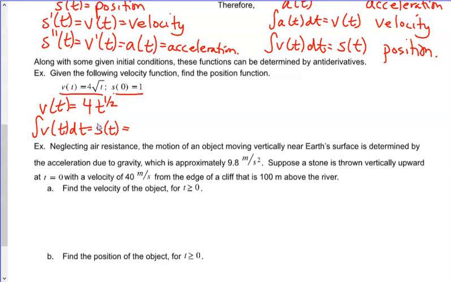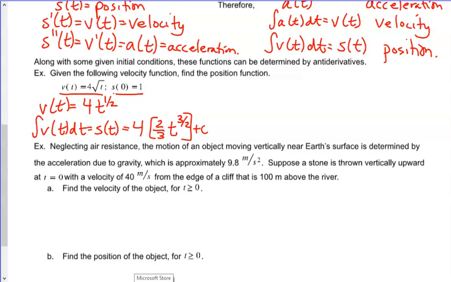Well, here we're going to use a power rule. So I'm going to keep the 4 out front. I'm going to end up adding 1 to this, which is adding 2 over 2. So that gives me t to the 3/2. But then I have to divide by that new power, and since it's a fraction, I'm not going to divide by that fraction. I'm going to multiply by the reciprocal, which is 2/3. Now, do not forget that plus c, okay?